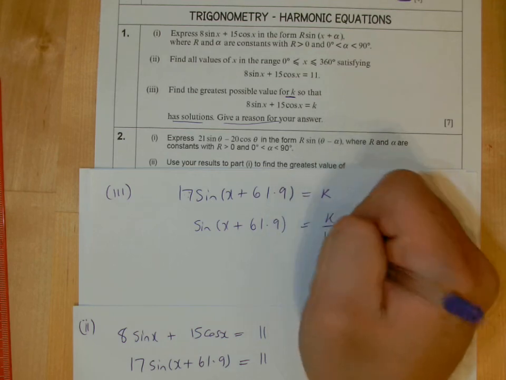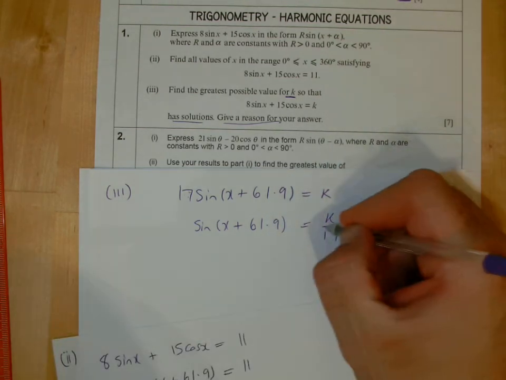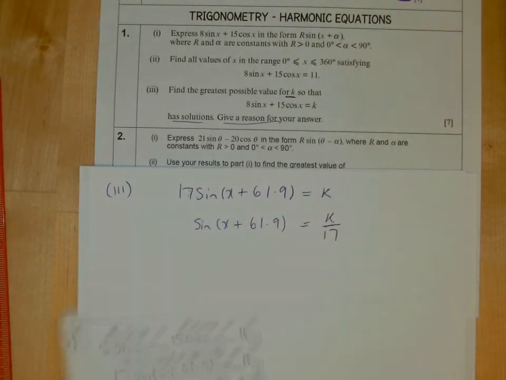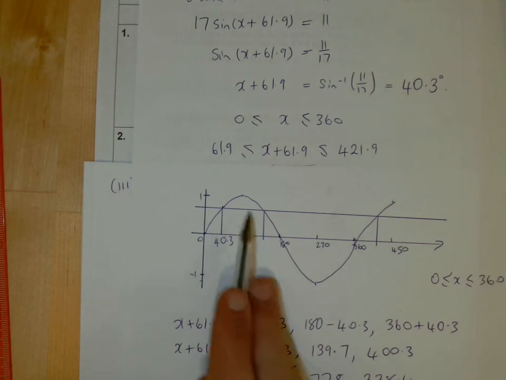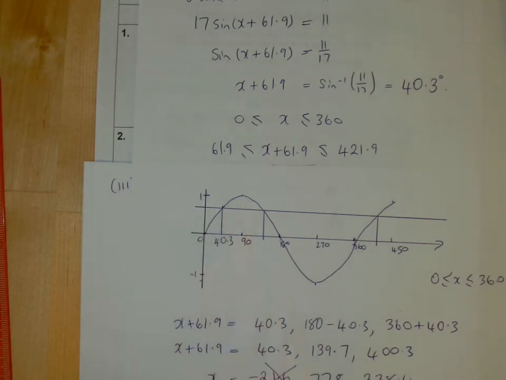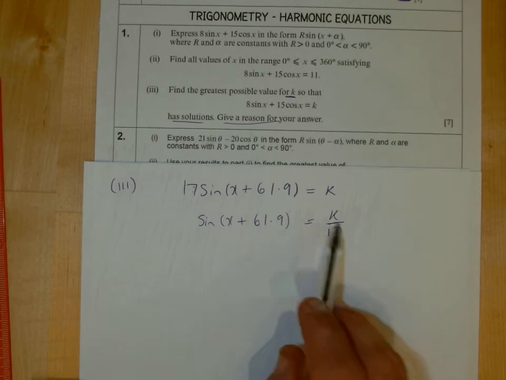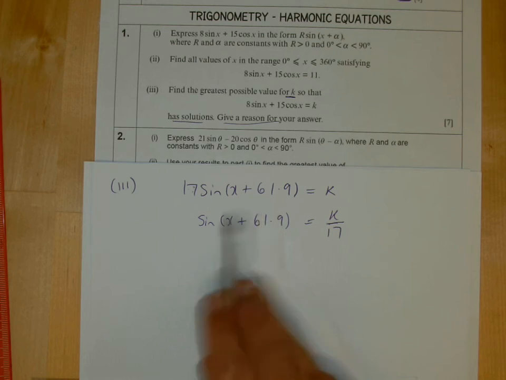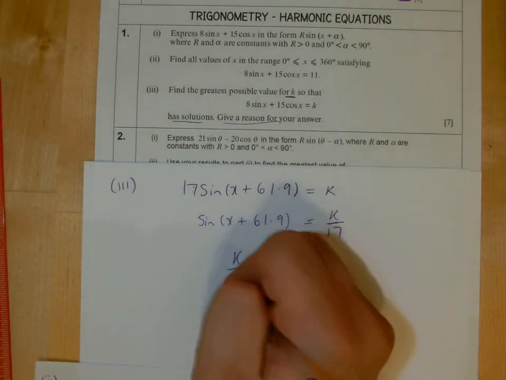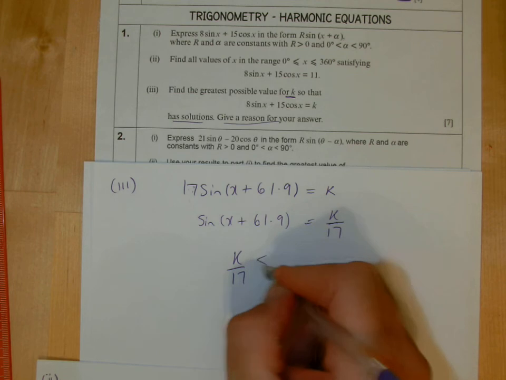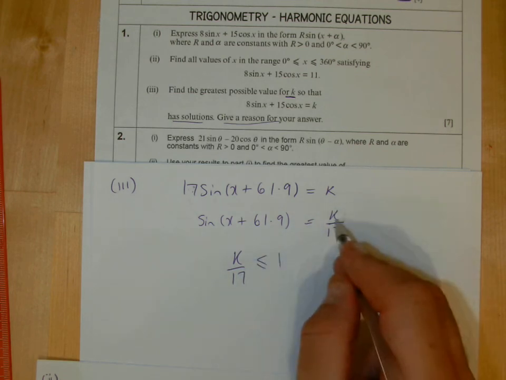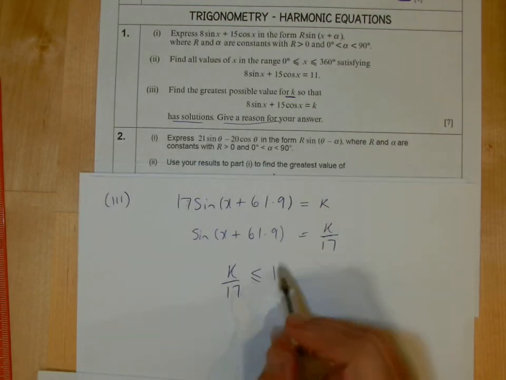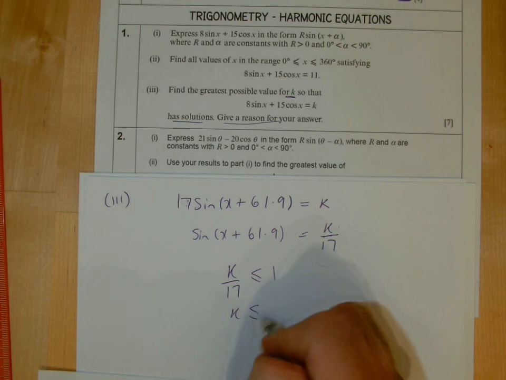it'd be k divided by 17, won't it? Now, what's the greatest it can be? Well, let's think about what's the greatest sine can be. If you go back to our graph, remember the greatest sine can be is 1. So in other words, k over 17 has got to be less than or equal to 1. It can't be more than 1. So if I take that 17 up, I've got k less than or equal to 17.